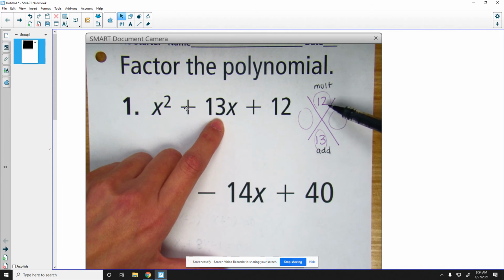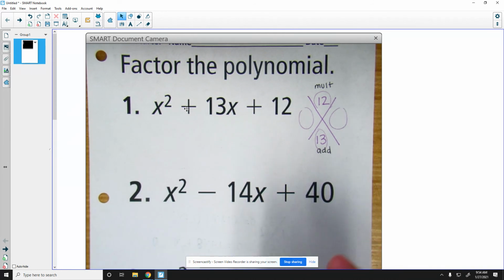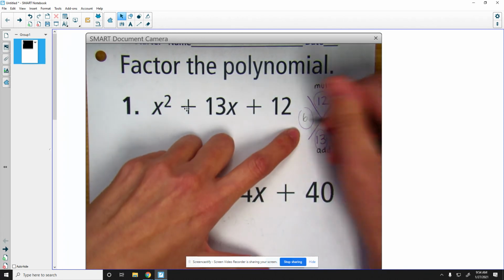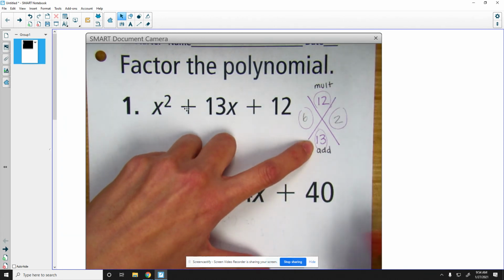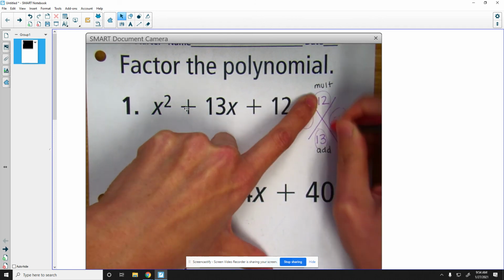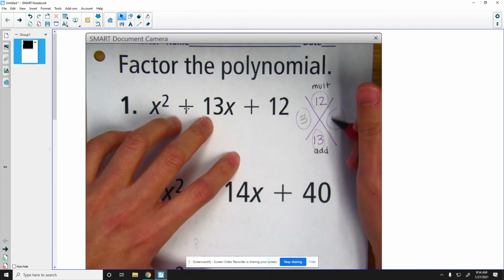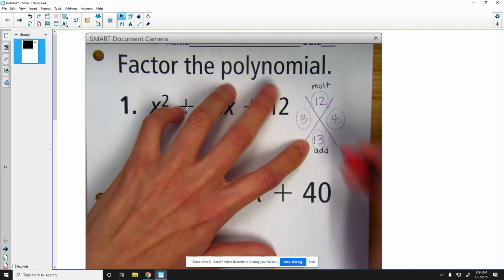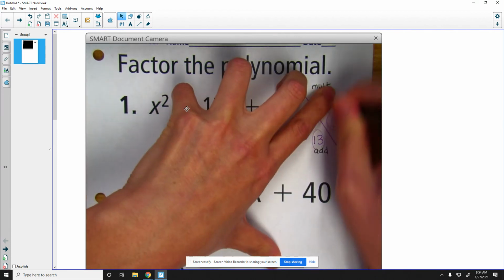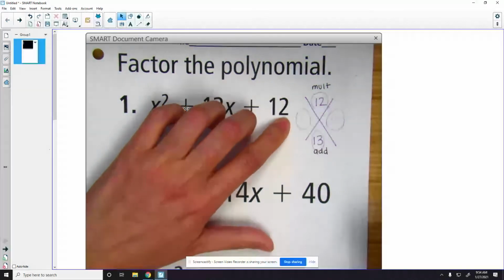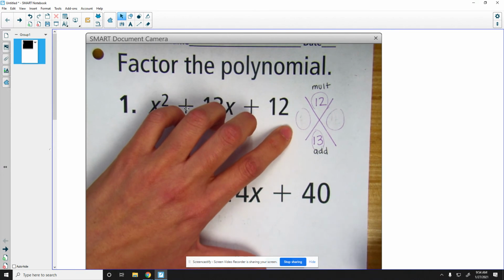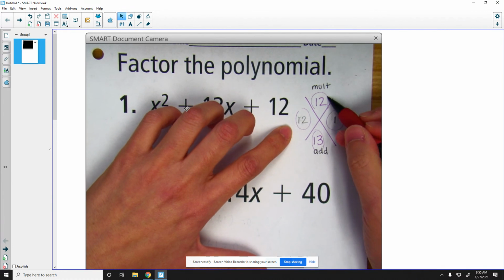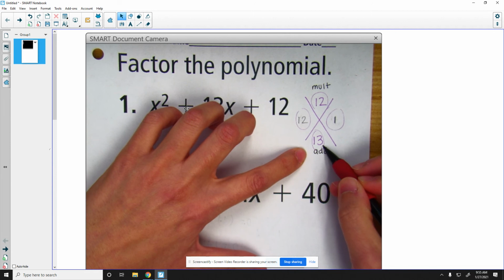Like 6 times 2 is 12, but 6 plus 2 doesn't equal 13. So do 3 times 4. Well, 3 times 4 equals 12, but 3 plus 4 is not 13. So I kind of have to go back to 3rd grade and think of all my multiples. What times what is 12? Owen? 12 and 1. Sometimes it's as simple as your ones. 12 times 1 is 12, and 12 plus 1 is 13.